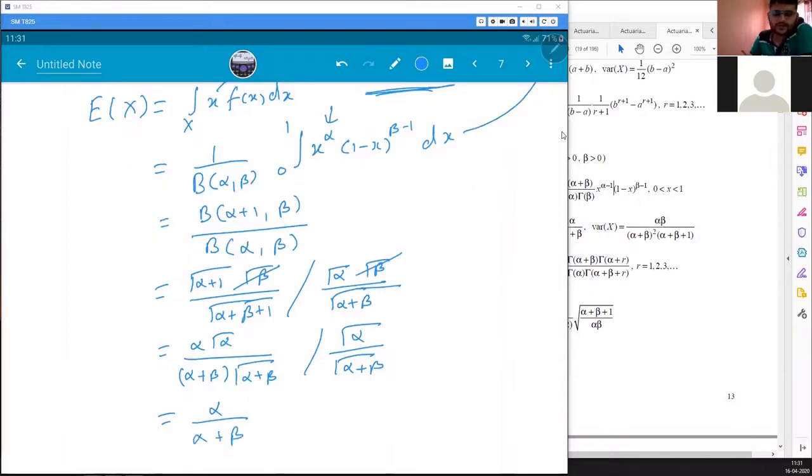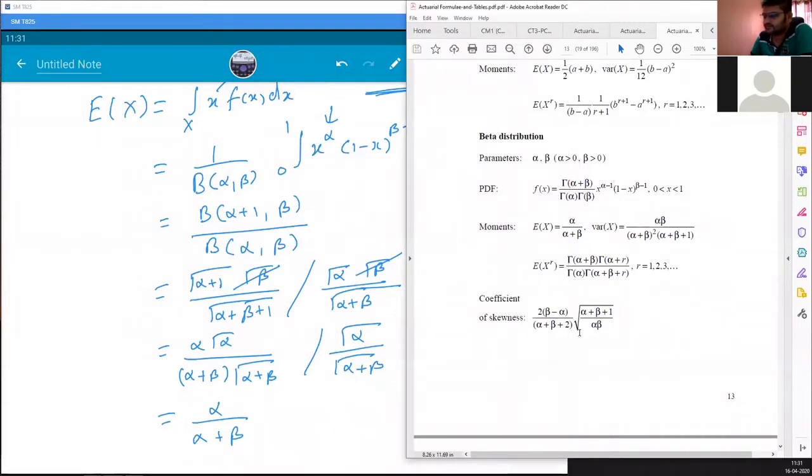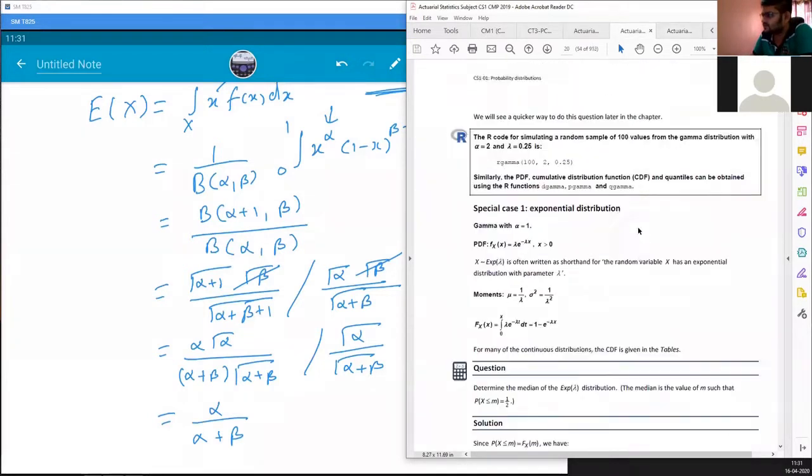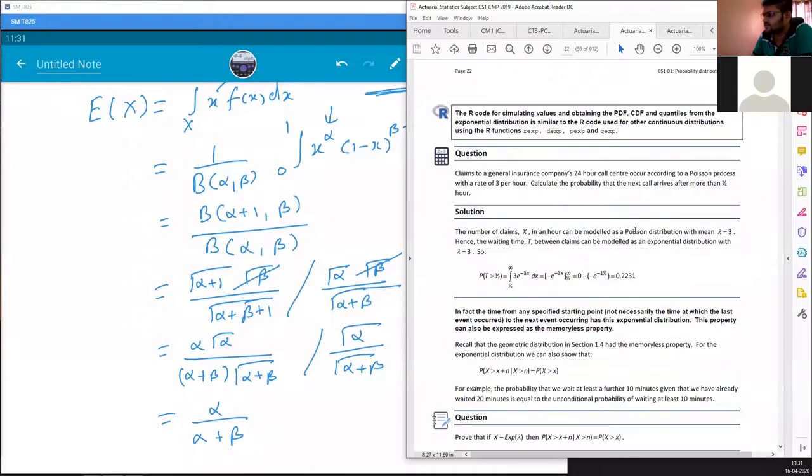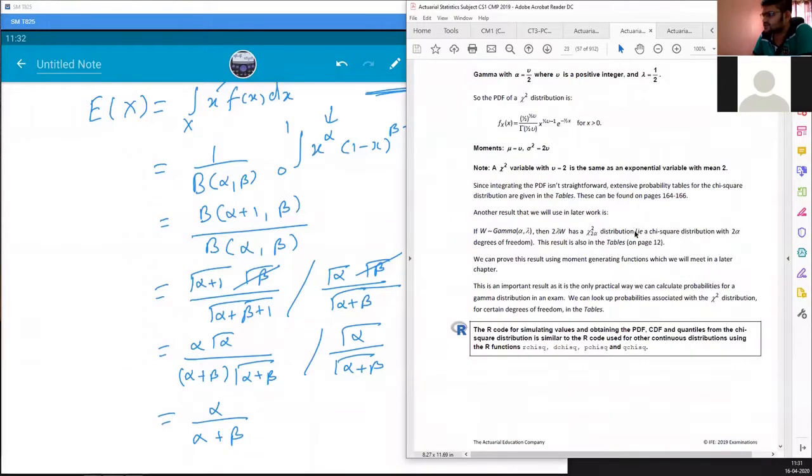In the same way we find the expected value of x square and then we find our variance. We'll not go into that because we very rarely use it, and you can find it here. We have alpha upon alpha plus beta, and the variance is this. So direct questions come from beta distribution, and very small questions. Okay. We'll see a beta distribution question.